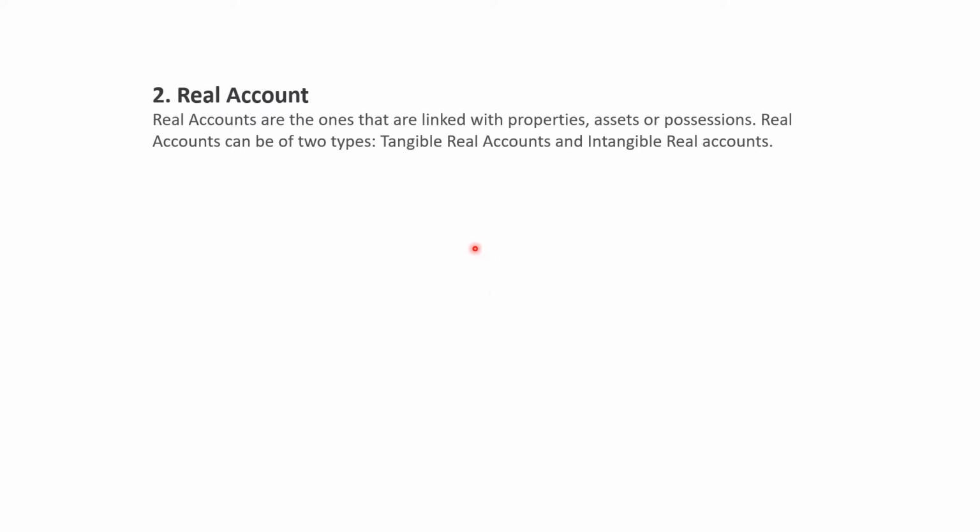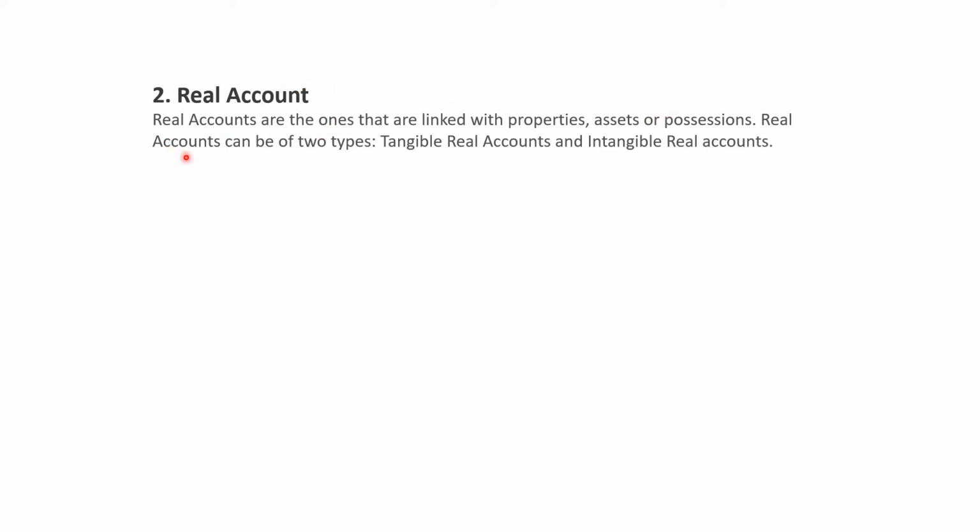Yeah, so real accounts. Real accounts are the ones which are linked with properties, assets, or positions. Now, what do you mean by properties, assets, or positions? Think of things like furniture, factory, building, plant and machinery, anything which you can see, right? Which are basically what are called assets. Those are all called real accounts, right?